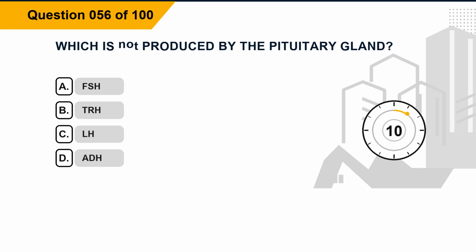Question 56. Which is not produced by the pituitary gland? Option A, FSH. Option B, TRH. Option C, LH. Option D, ADH.